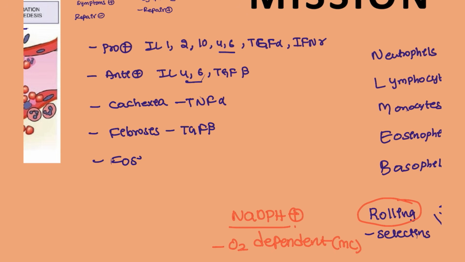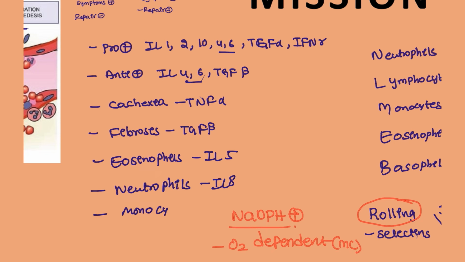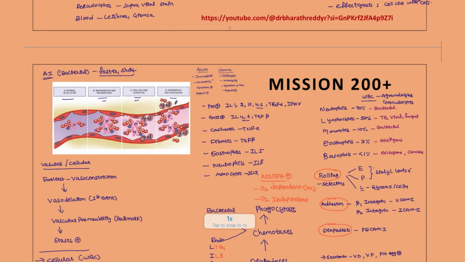Next, eosinophils. Eosinophils are specialized cells. Those are interleukin 5. And neutrophils is interleukin 8. Monocytes, or we can say macrophages, this is interleukin 12. Okay, these are the important cytokines also that you have to remember, guys.